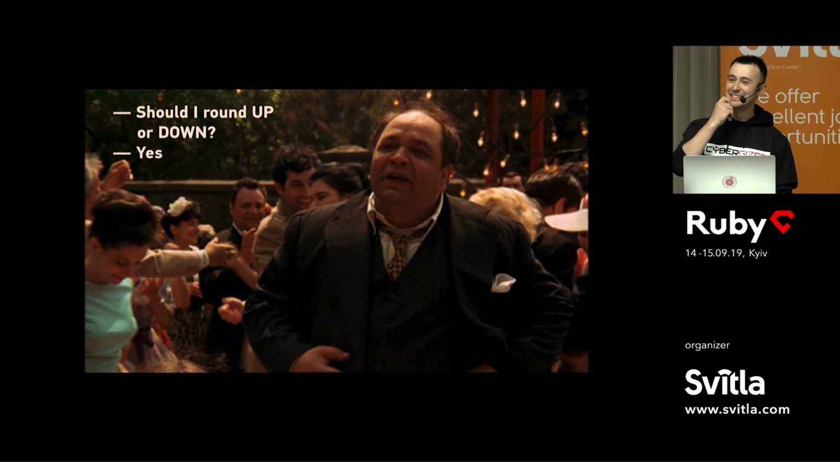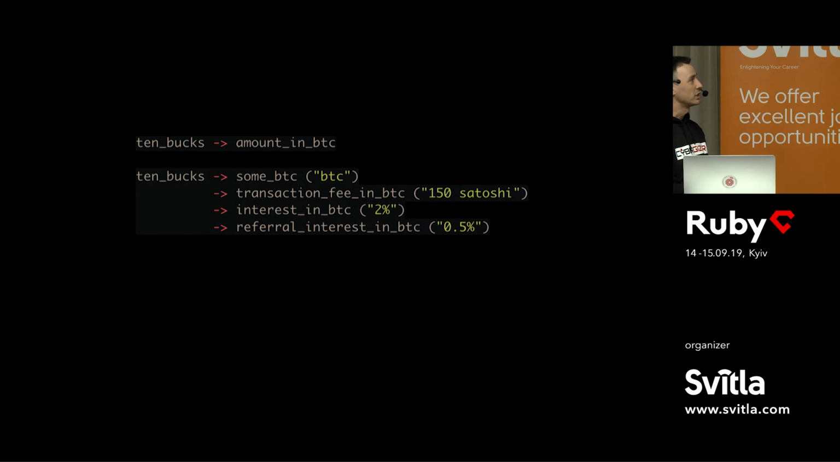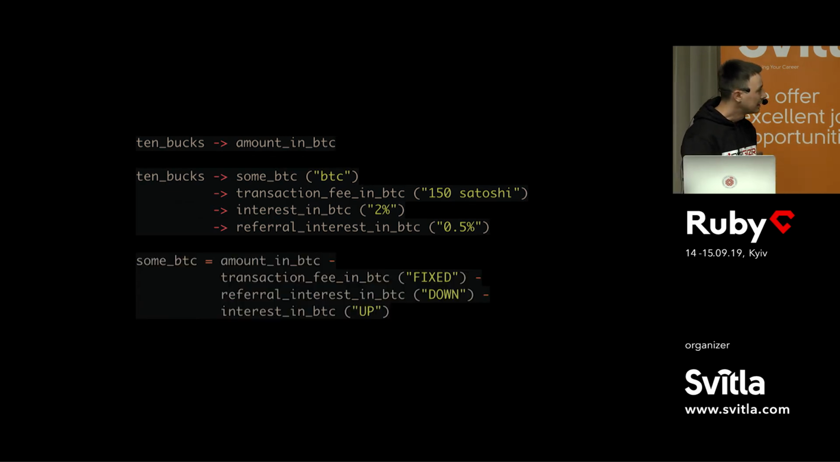So let's take a look at this example. This example is about converting $10 into an amount in Bitcoin, and we know that this will also include a transaction fee. We also want our service to be profitable, and we take some interest for converting money. And we also have a referral system in our project, and that's why we have to also pay for the referral. So how should we round these values? The way we can calculate the BTC that we will pay to our customer is we take the whole amount in BTC, which we calculate by proportion, which is obvious.